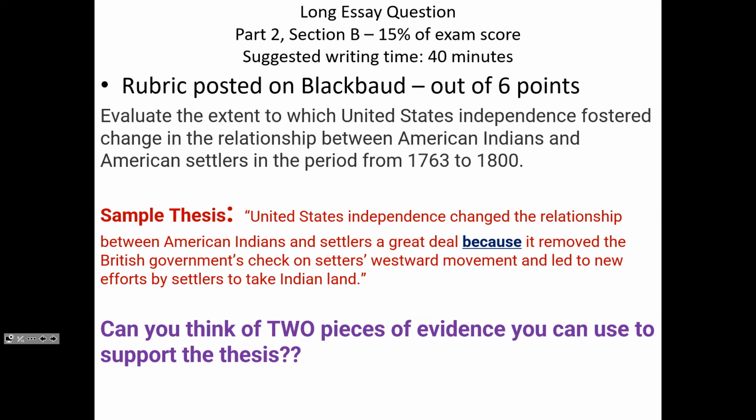So playing around with this thesis statement, I want you to take right now about 5 to 6 minutes. Think of 2 pieces of evidence you can use to support this thesis. Like if this was your essay and this was your thesis statement, what might you write about in your body paragraphs? Just 2 pieces of outside info. And we will check back in at 2:51.